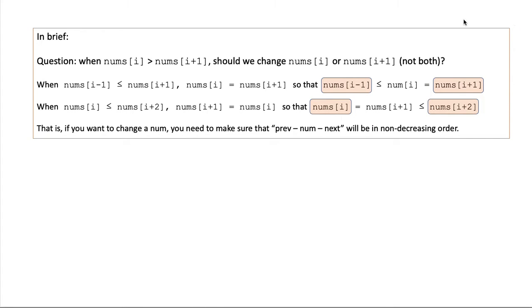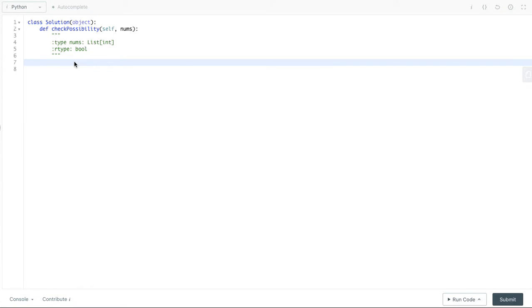Basically, when nums[i-1] is less than or equal to nums[i+1], we update nums[i]. In contrast, when nums[i] is less than or equal to nums[i+2], then we update nums[i+1]. That is, if you want to change a number, you need to make sure the previous and the next of this number altogether will be in non-decreasing order. With all the background introduced, now let's write the code.